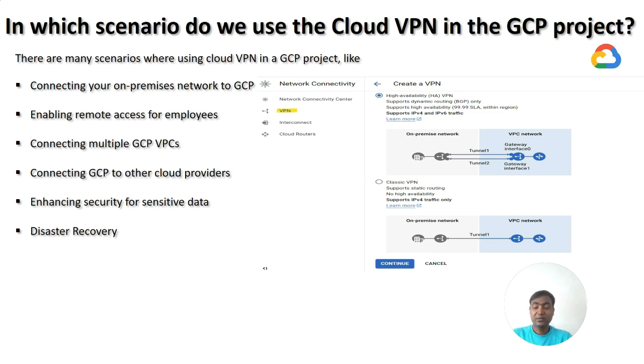As you know, connecting GCP to other cloud providers, Cloud VPN can establish a secure connection between your GCP project and other cloud environments such as AWS, Azure and more. This allows you to leverage resources and services from different providers for hybrid cloud deployment or disaster recovery solutions.